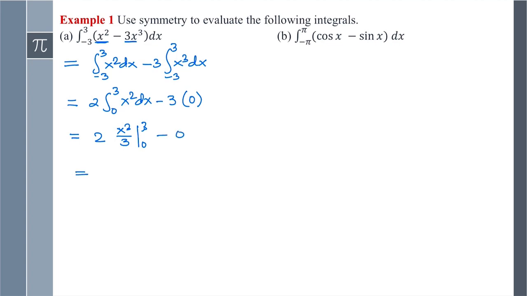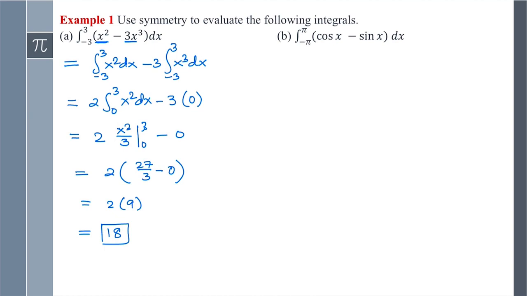So this equals 2 times, if we plug in 3, we get 3 cubed, which is 27, over 3, minus, when we plug in 0, we get 0. So this is 2 times 9, and it is 18.